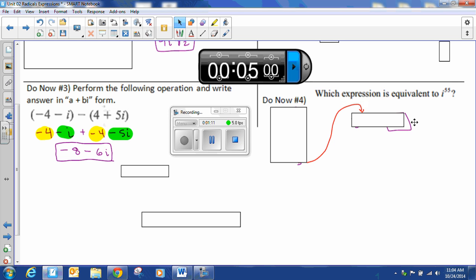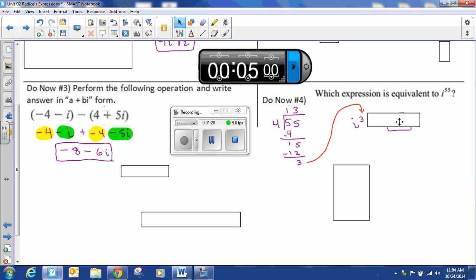And the shortcut for this is division by 4. When you divide by 4, we end up with 13, remainder 3. So this remainder will be the new power, the equivalent. This is the equivalent expression to i to the 55th. So i to the third power is really just negative i.